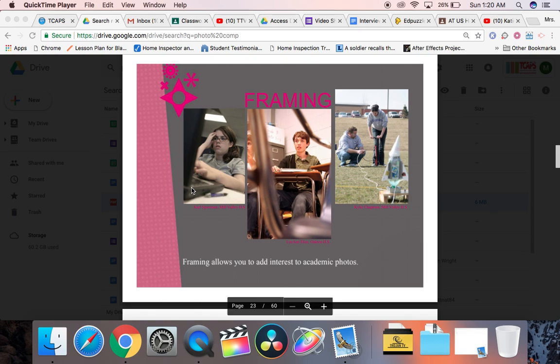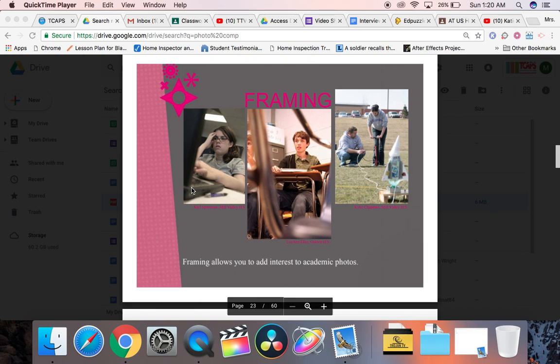Notice where the student was standing in the middle picture there in order to frame that young man sitting at the desk. That student is down, probably on their knees, on the floor, shooting through a different desk in order to get that photo, which is fantastic, and what a cool picture.